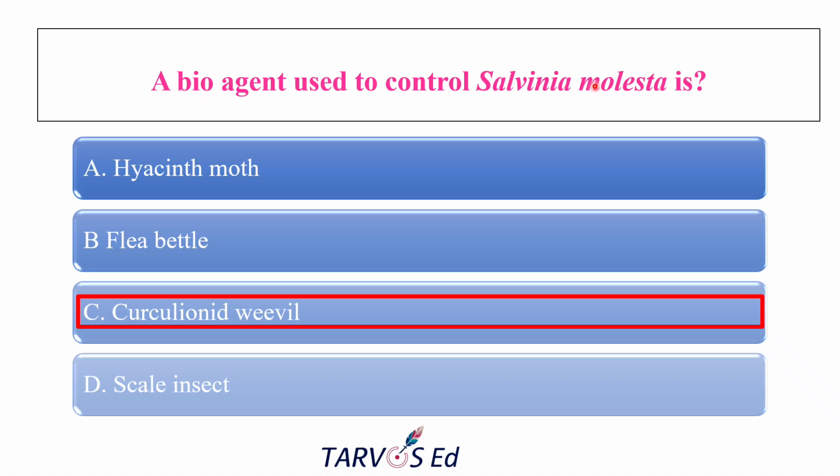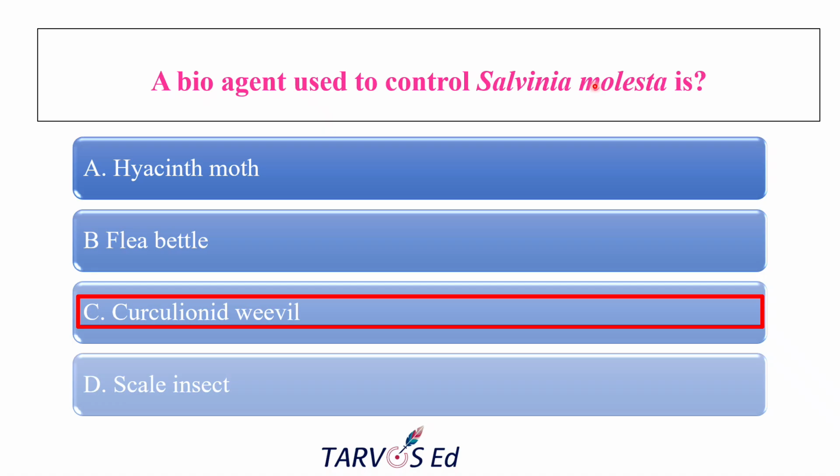Generally it can be seen in lakes, ponds and irrigation channels and all, and it forms thick mats in the water. Since it forms thick mats, it completely blocks the sunlight, oxygen, and water flow and all. So thereby, many aquatic organisms will get affected because of this fast-growing aquatic weed.